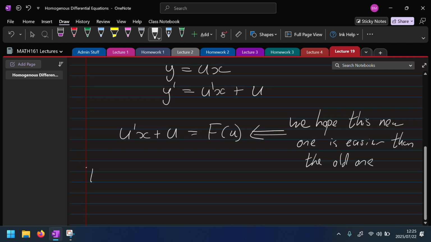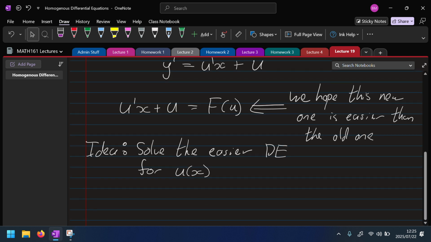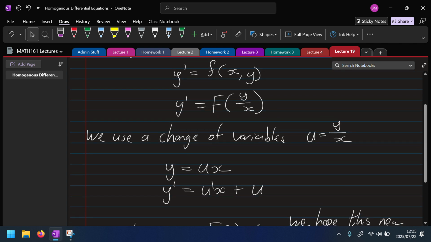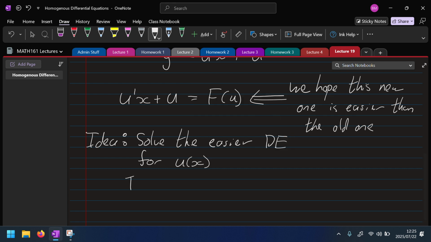So the idea is to solve this easier differential equation for u of x. And then once we have u of x, we can get back to y of x because we know y is equal to u of x times x. So whatever solution we get for u, we just multiply by x, and that gives us our y solution. So it will be x times u of x, and that will be our y solution.